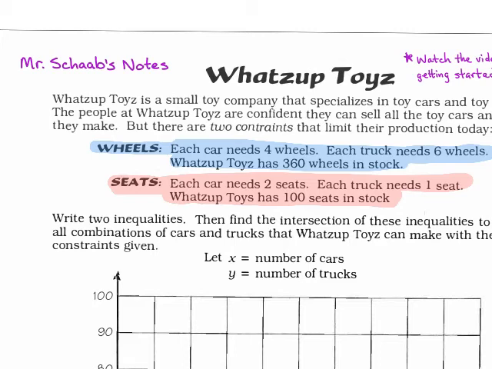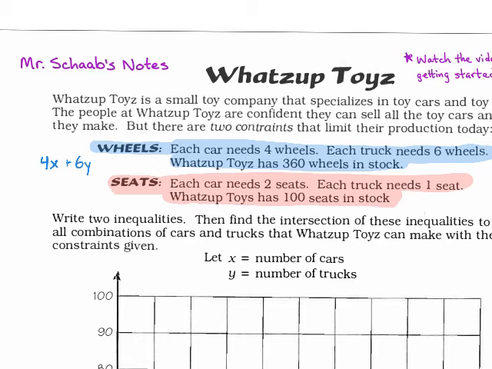So if X is the number of cars, and each car needs 4 wheels, then we could say the number of wheels needed to produce cars would be 4 times X, okay? 4 wheels times the number of cars that need those wheels. Similarly, for the number of trucks, each truck needs 6 wheels, so it's going to be plus 6y. Okay, so basically 4x plus 6y, that is the total number of wheels needed to produce cars and trucks. And remember, that cannot go over 360. It can be equal to 360 or it can be less than 360, but it cannot go over.